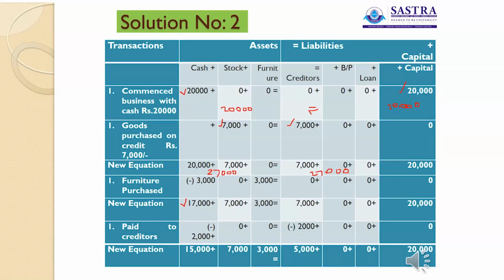So furniture purchased. Here cash goes out of the business, so minus 3,000. Here furniture is one of the assets which comes into the business, so plus 3,000. There is no effect on the liabilities. So minus 3,000 plus 3,000, 0. Same thing here, 20,000 minus 3,000, 17,000. So 20,000 minus 3,000, 17,000. Here 7,000 plus 0, the same amount 7,000.